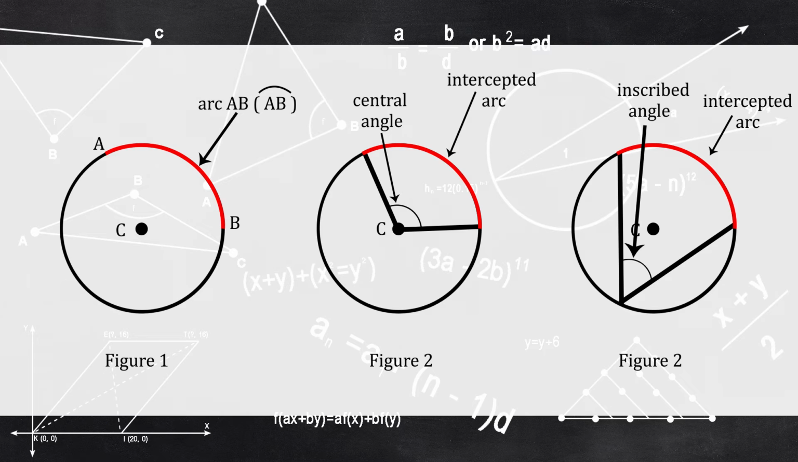An arc is a portion of a circle. An intercepted arc is an arc formed by either a central angle or an inscribed angle.